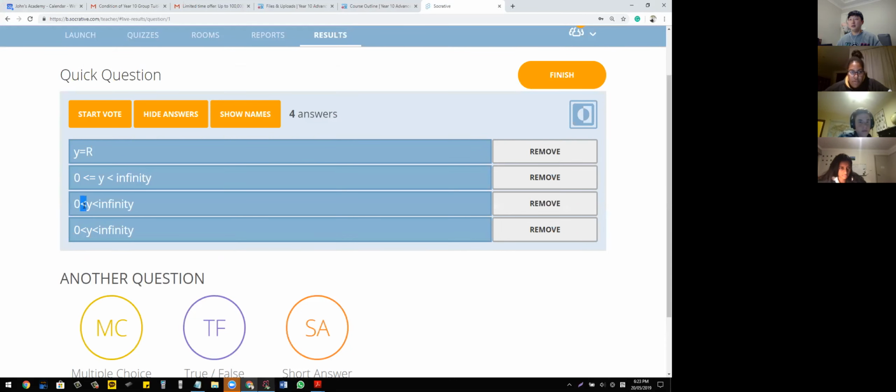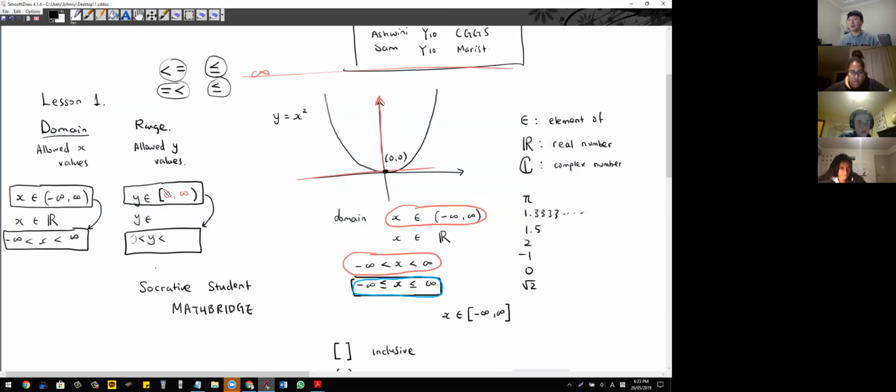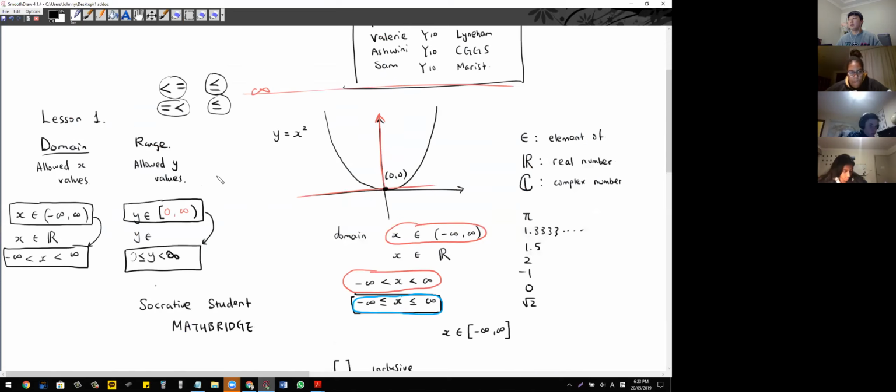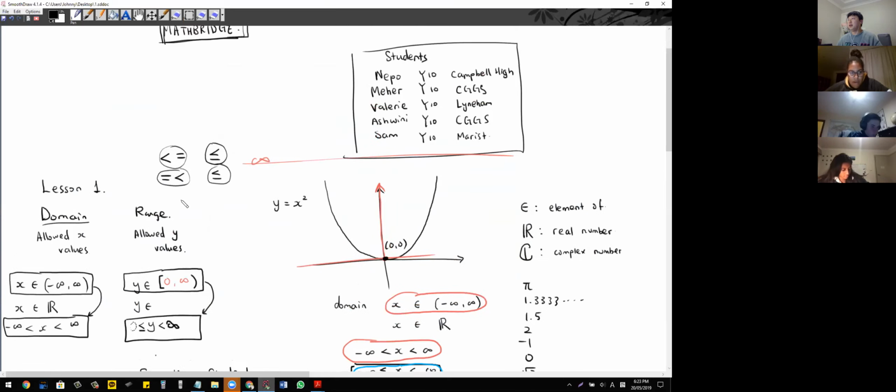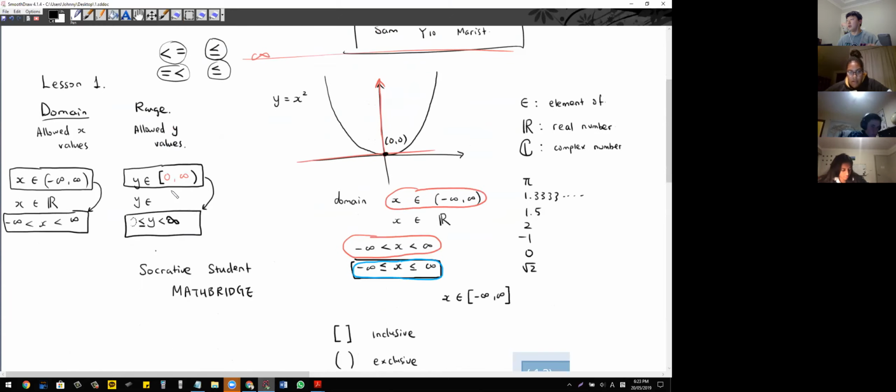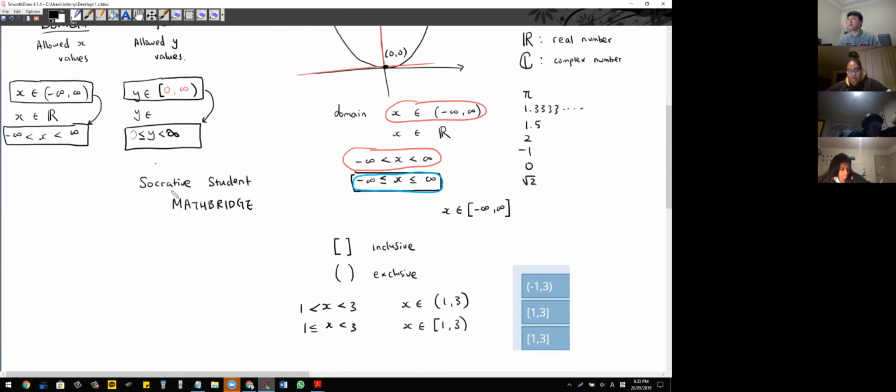So this one is almost correct, this one here, because you can see that there must be an equal sign, right? Because in this case, it includes the 0. So there must be an equal sign there and infinity there. So this is the correct answer. Well done, guys. So that's basically a little exercise on domain and a little lecture on domain and range.